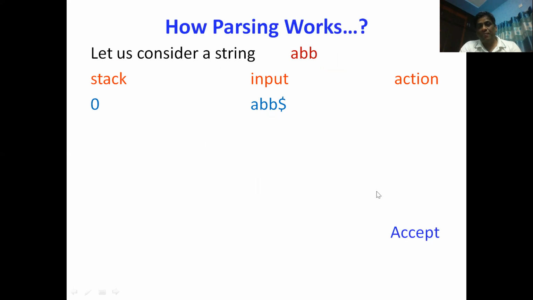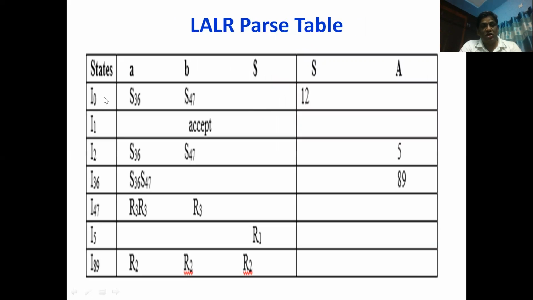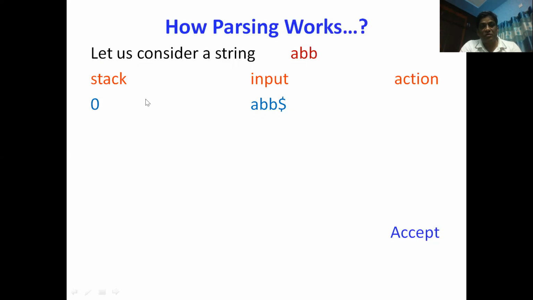accepting the string. So what you need to do is use the topmost symbol of the stack and the input symbol. Let me explain the first step. The combination is 0 comma a. Look into the parse table. What is 0 comma a saying? It is saying shift 36. So the action is S36. That means shift a into the stack and also 36 into the stack. Assume 36 as a single symbol.